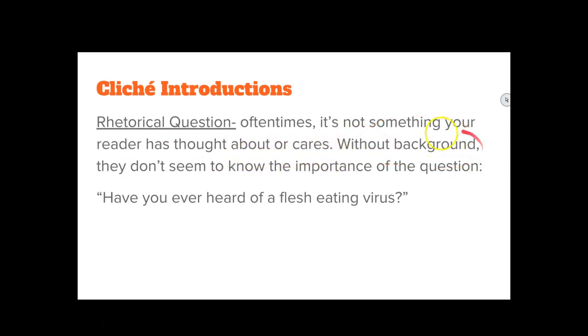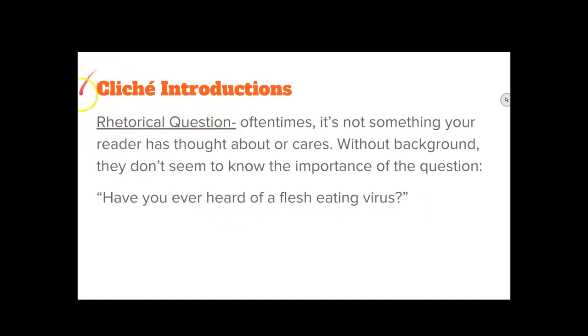And also, the other thing that's problematic is that without background, the rhetorical question doesn't seem to make sense. So if you ask somebody, have you ever heard of a flesh-eating virus? Like, where am I going? I thought this essay was going to be about relationships, but instead you're now frightening the butts out of me because you're talking about flesh-eating virus. So rhetorical questions are problematic.